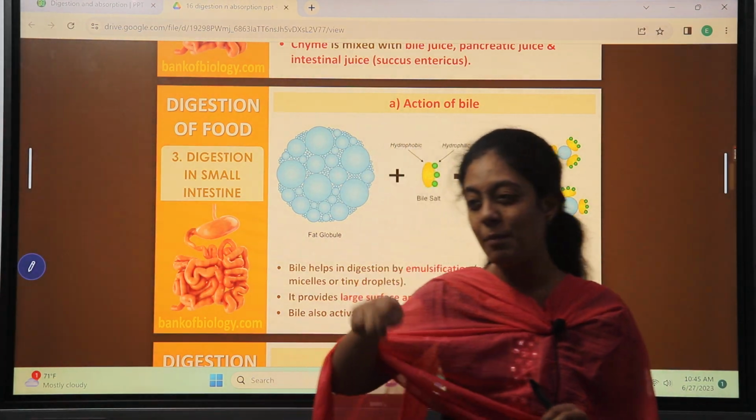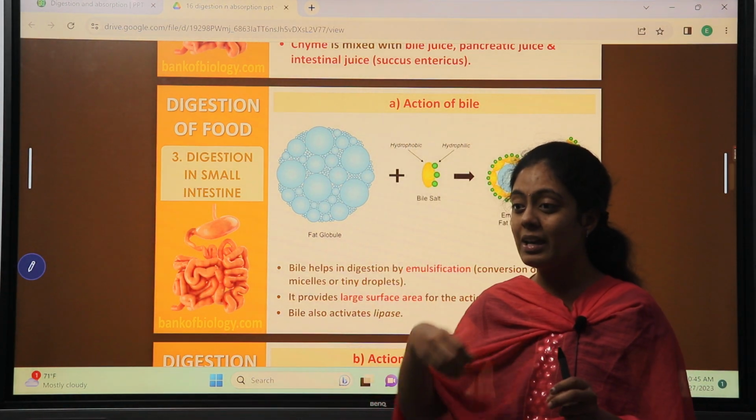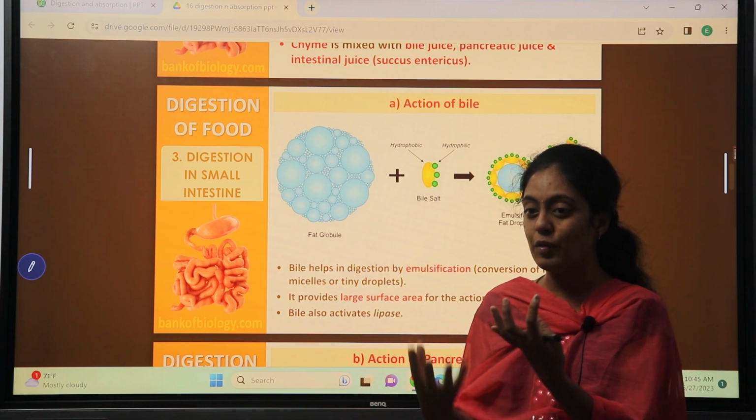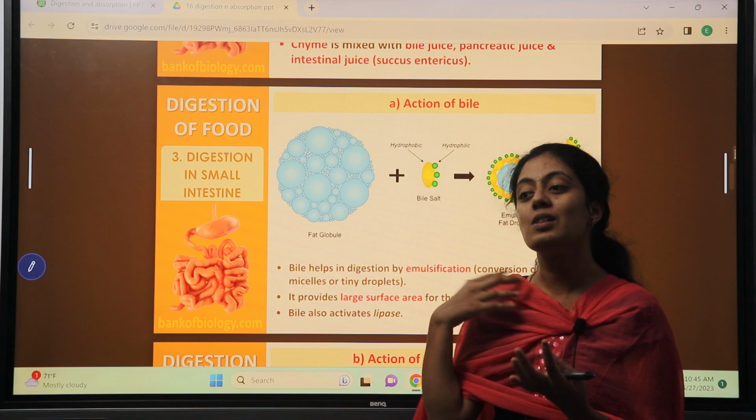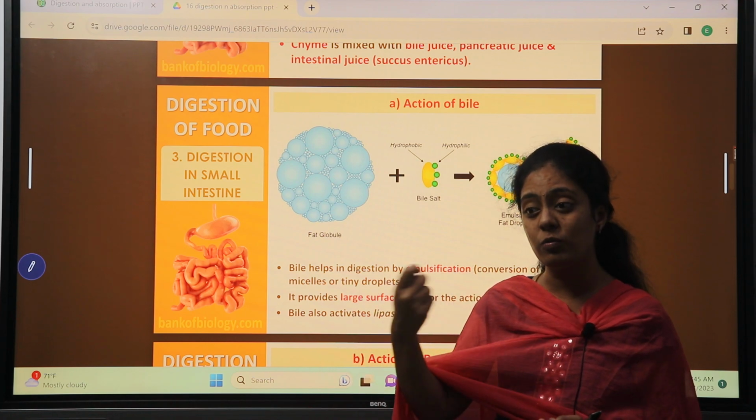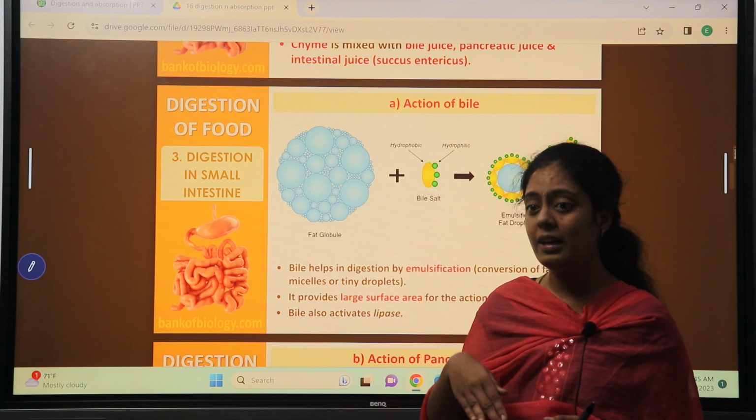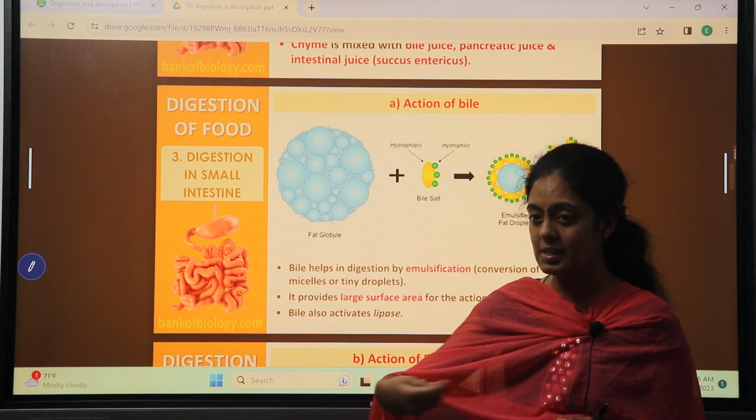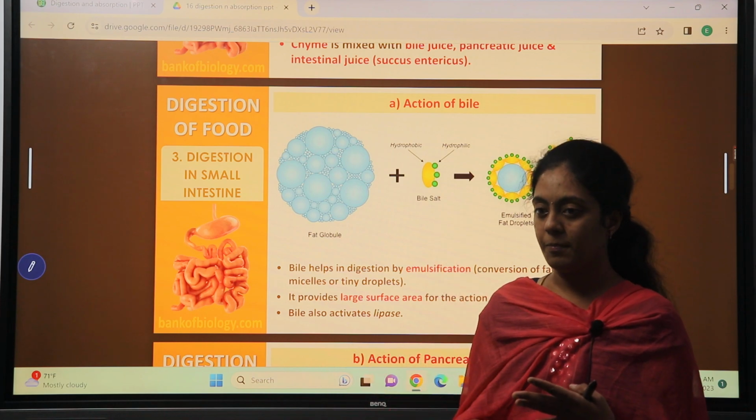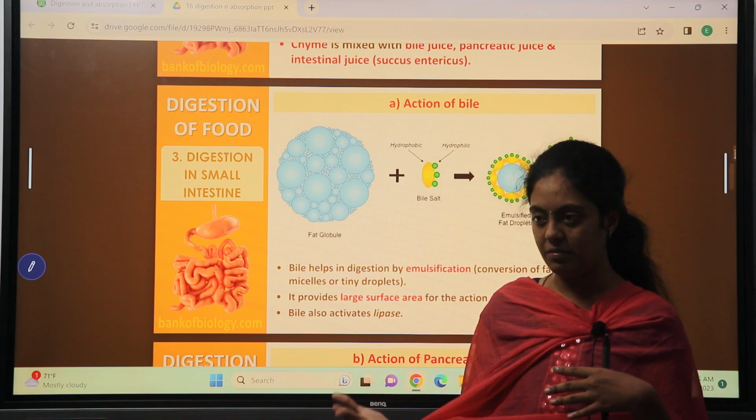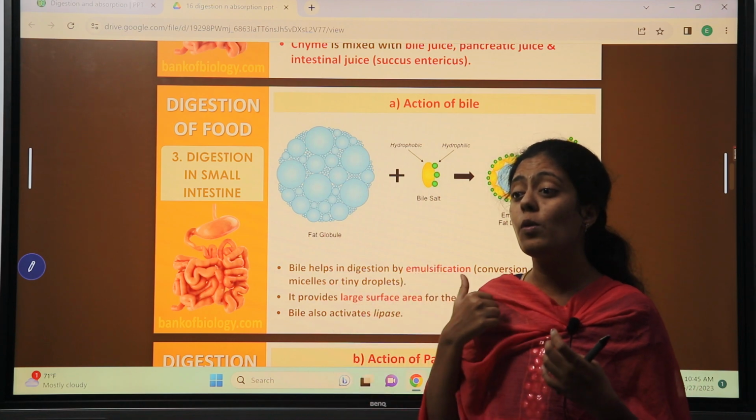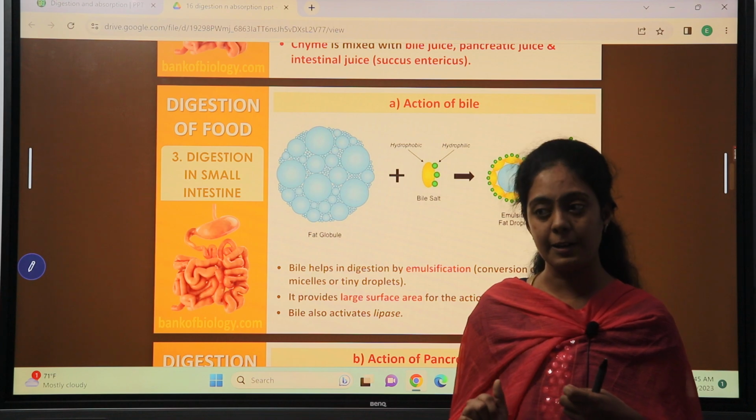So you see, while preparing a cake, we continuously beat it, right? When you beat, you see a kind of droplets coming out. That is also a process of emulsification. While painting also, they stir the paint continuously. Why? Because they are preparing the paint for painting. I am just giving you an analogy. Here we are preparing the fat for digestion. Who is preparing? Bile is preparing.